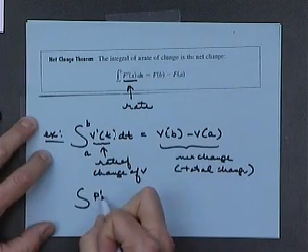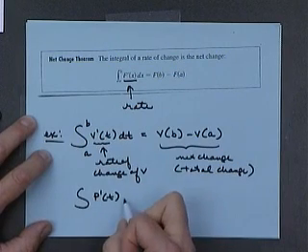One more example. Let's suppose this is the rate of change of population. It's p prime.